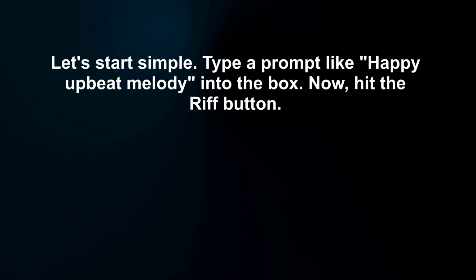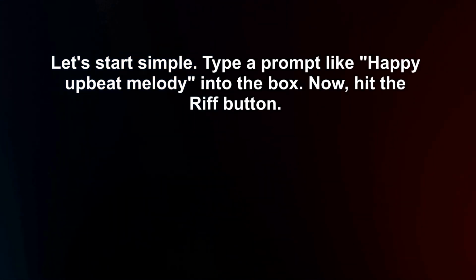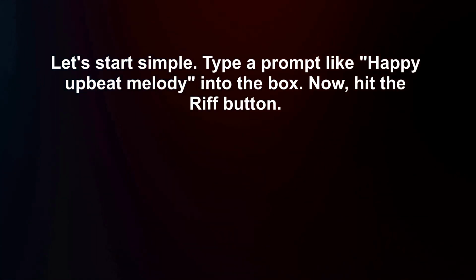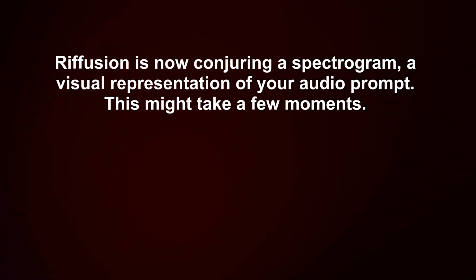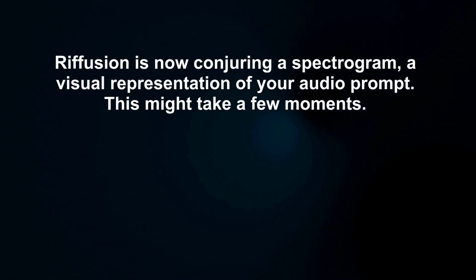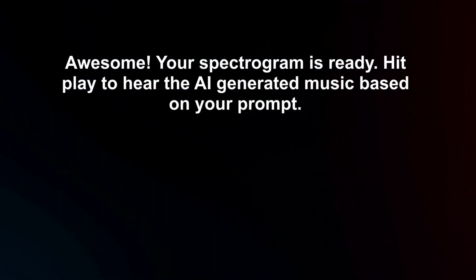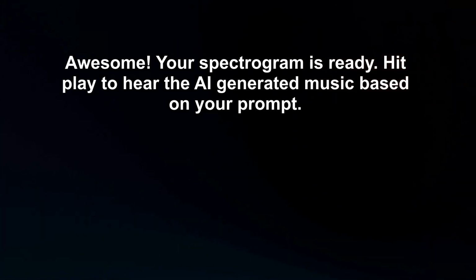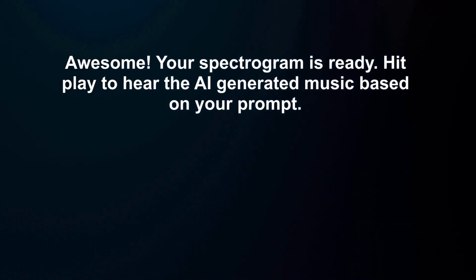Let's start simple. Type a prompt like happy upbeat melody into the box. Now, hit the riff button. Riffusion is now conjuring a spectrogram, a visual representation of your audio prompt. This might take a few moments. Awesome! Your spectrogram is ready. Hit play to hear the AI-generated music based on your prompt.